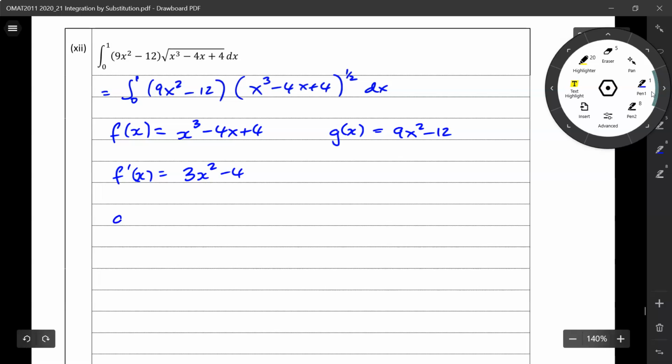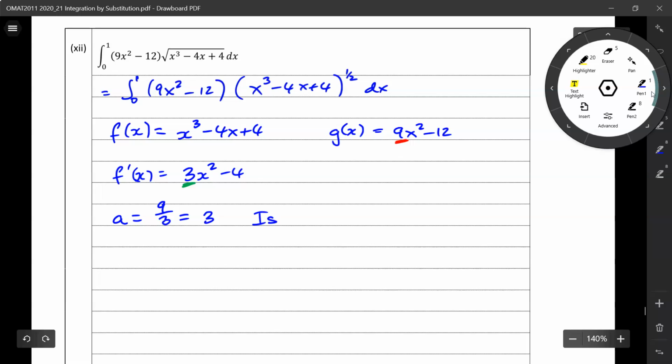We then work out a, where you have x squared in both g of x and the first derivative, f prime x. So you're going to divide the coefficient of x squared in g of x, which is the 9, by the coefficient of x squared in f prime x. So that gives us 9 divided by 3, which is 3.